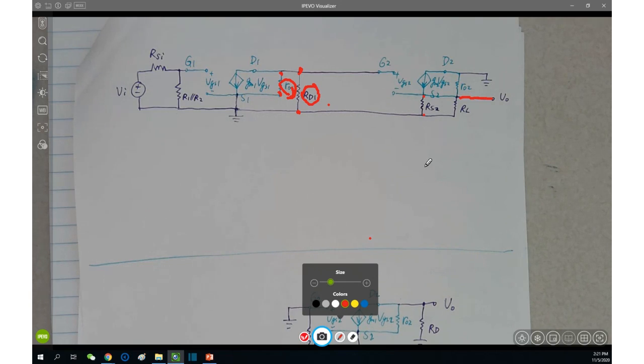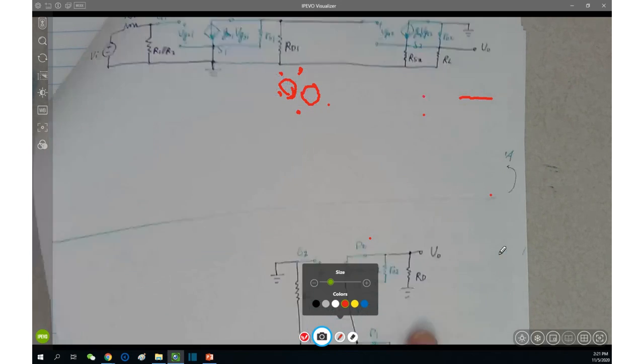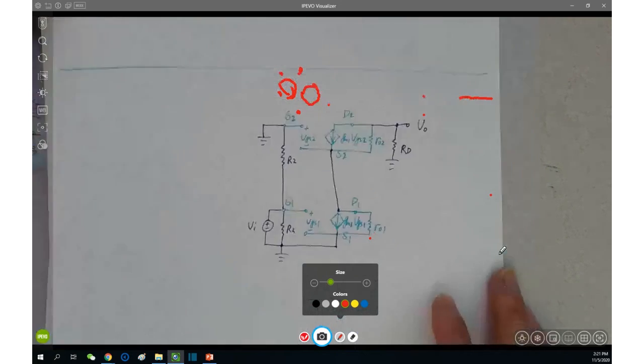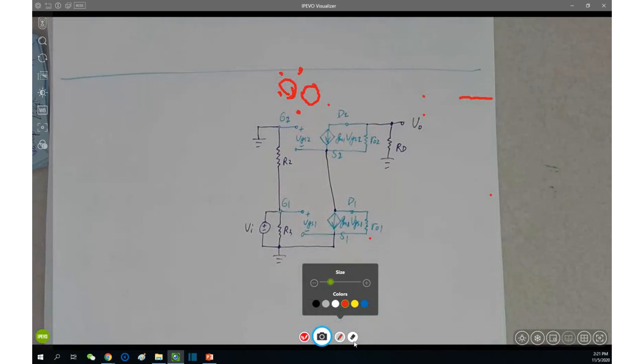So my point is connection. How you do the connection. It doesn't matter what the look is. And you probably have also done the second one. Now here's the second one.